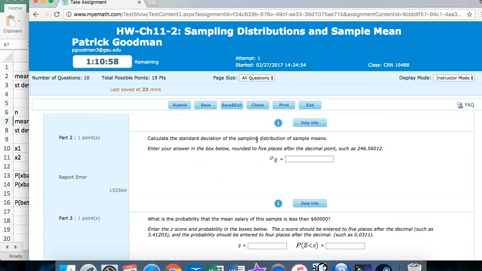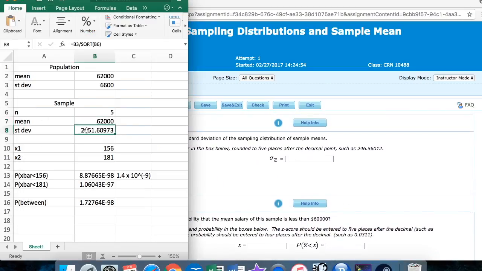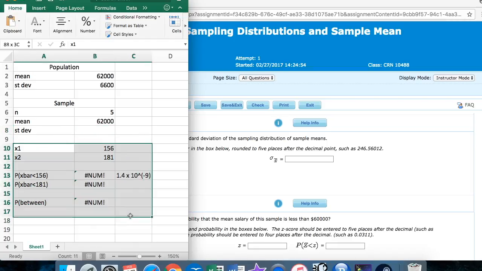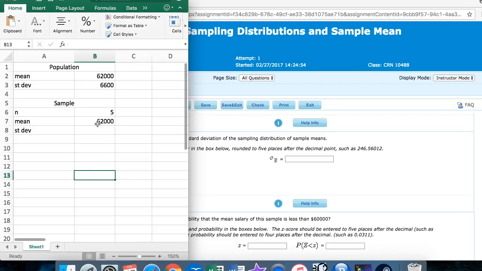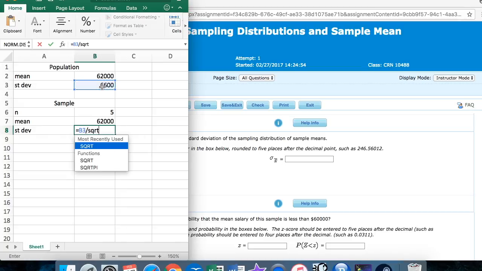Now it says calculate the standard deviation. Okay, well we know how to do that, right? Let me kill this, and then we can do this again. So remember, this is our n. This is our 62,000. So that's our mean. Our standard deviation. How do we find this again? It's the formula. You take your standard deviation and you divide by the square root of your sample size. So now it's our 5. So this is $2,951 approximately. Okay, so that's our standard deviation.